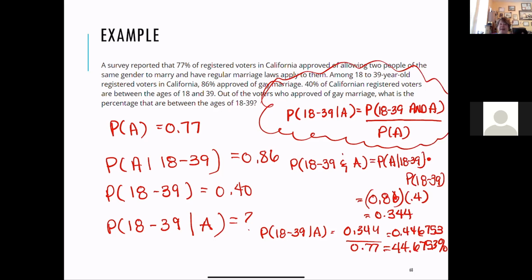So now if I go to California and I only look at the people who voted to approve this measure, just them, that's the only pool I'm looking at. Of those, how many of those people who approved are between 18 and 39? That would be 44.6753%. So 45% of them are between that age group, which means 55% aren't in that age group. Okay, and that's the end of chapter 3.